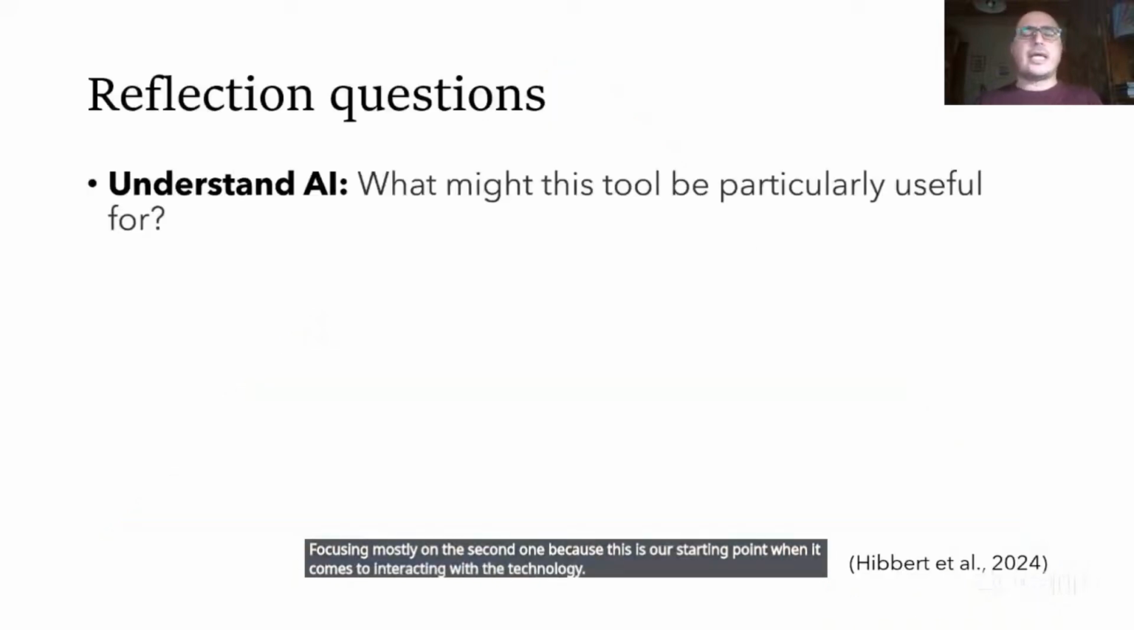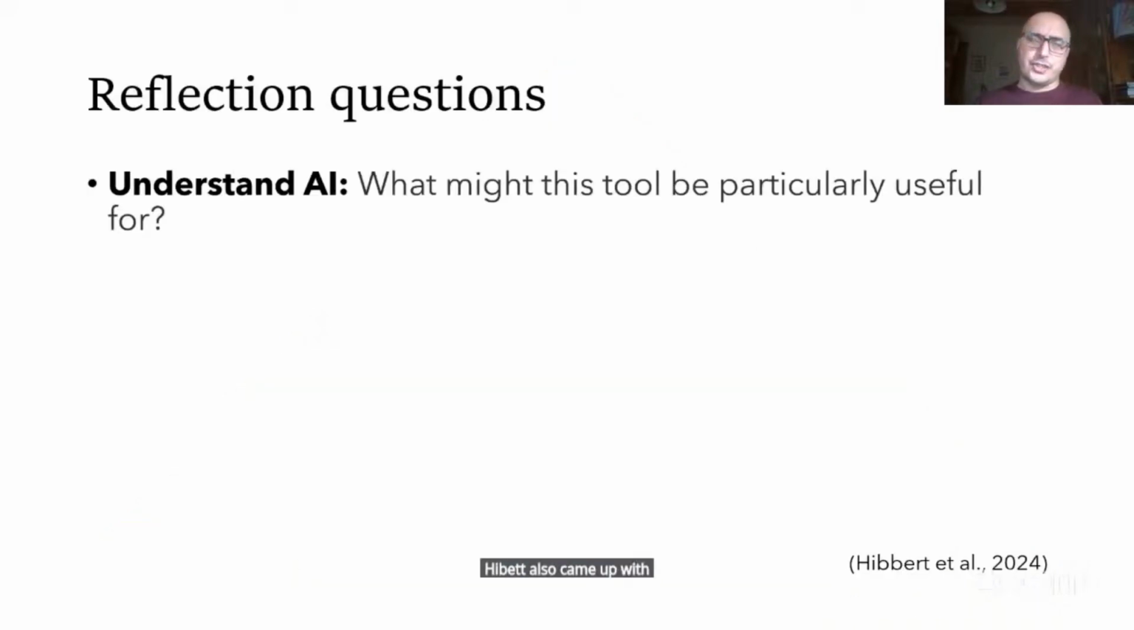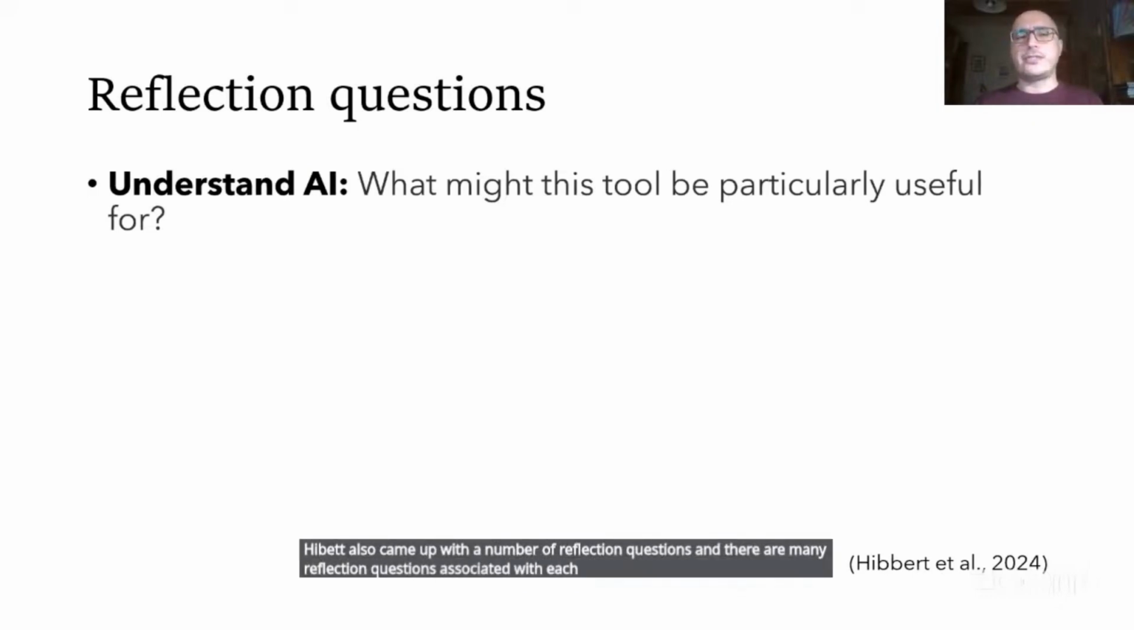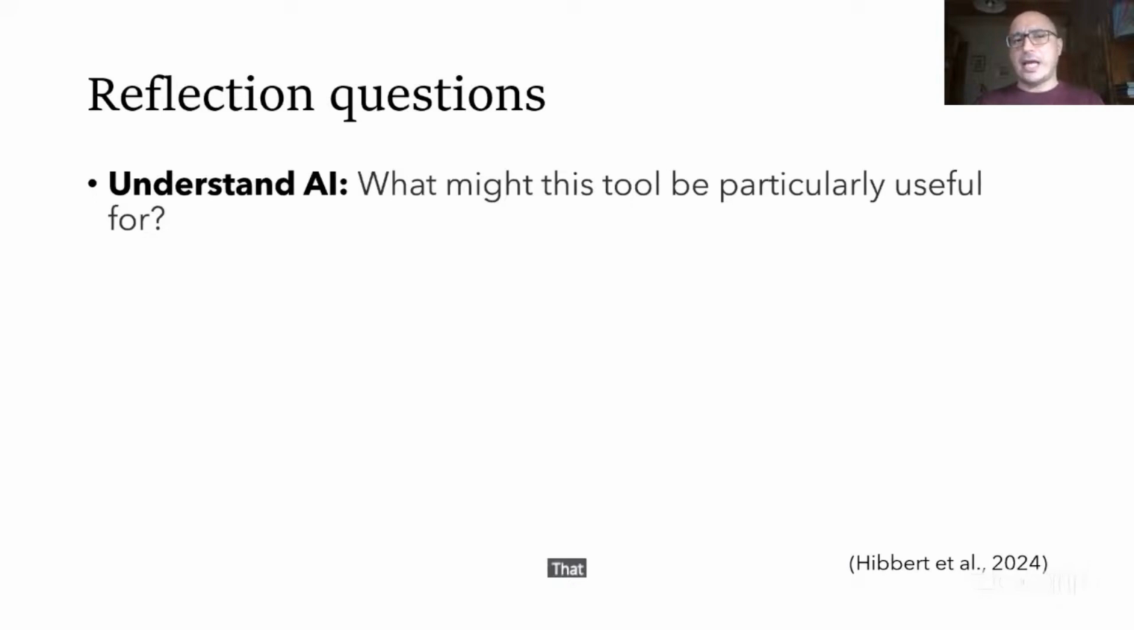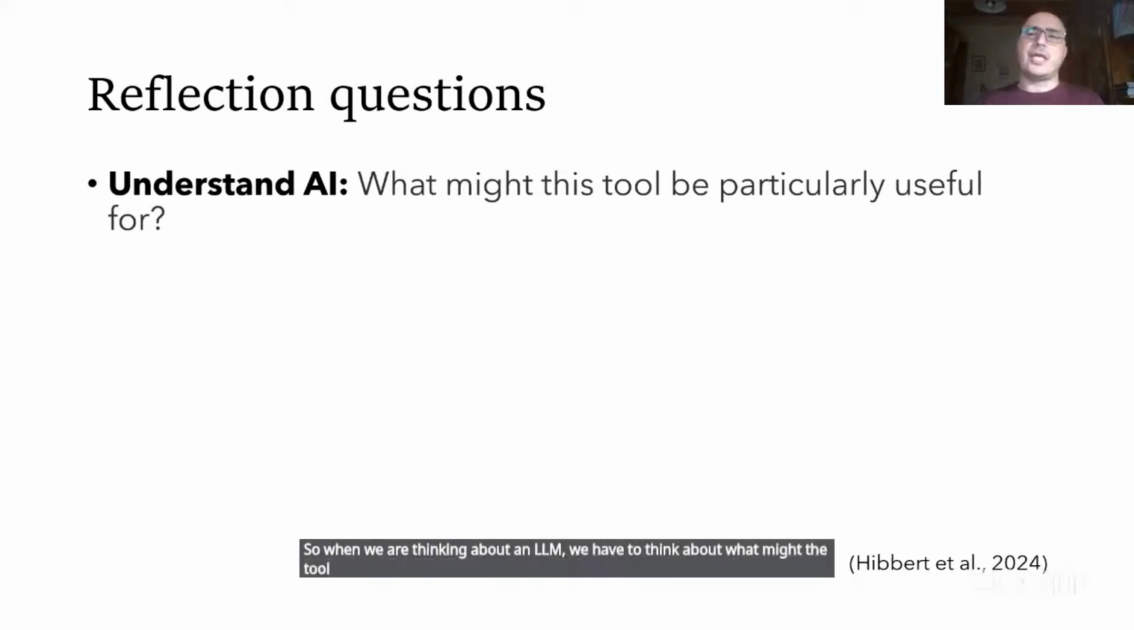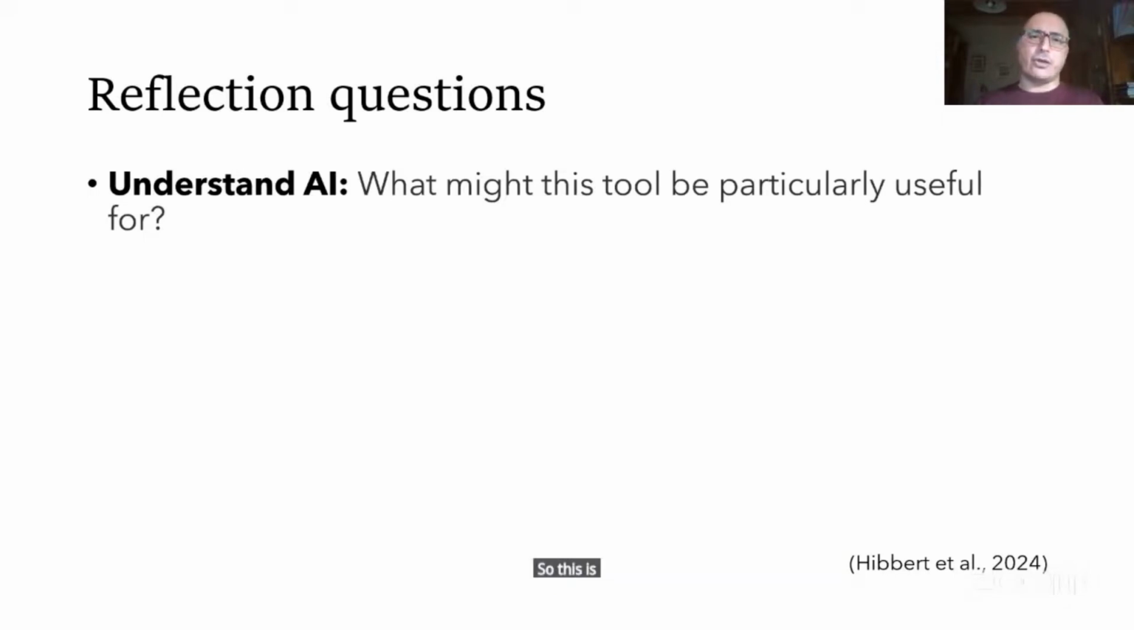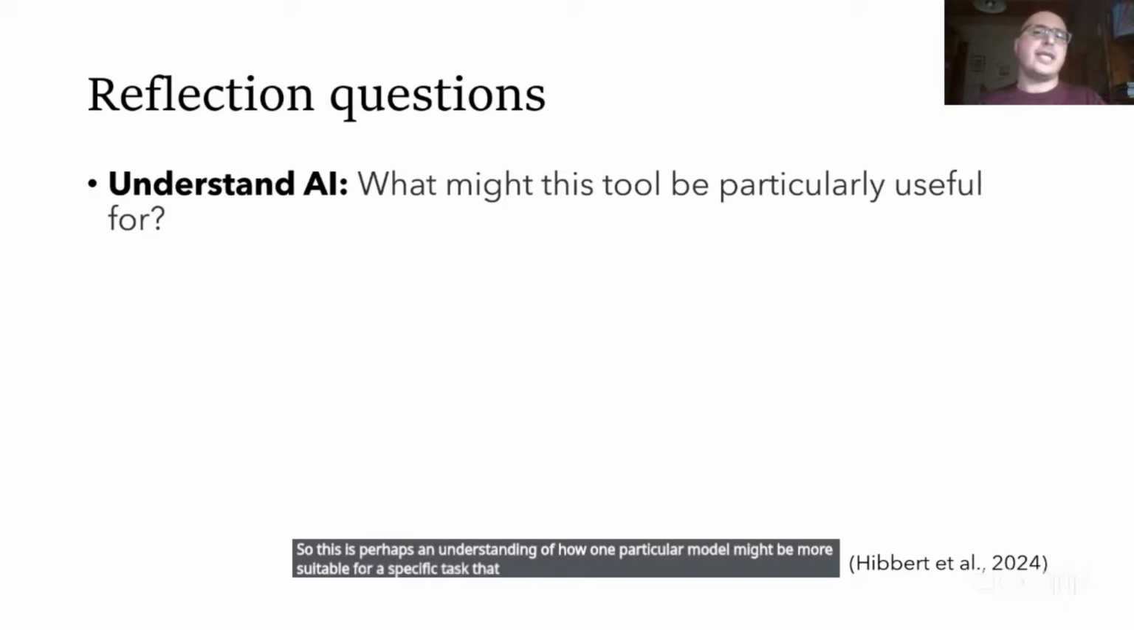Hibbert also came up with a number of reflection questions, and there are many reflection questions associated with each stage of the pyramid that make us think about our own AI literacy. So when we are thinking about an LLM, we have to think about what the tool that we're currently using might be particularly useful for. So this is perhaps an understanding of how one particular model might be more suitable for a specific task that we have in mind than another one.